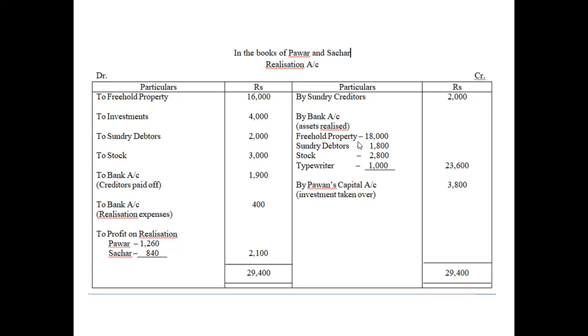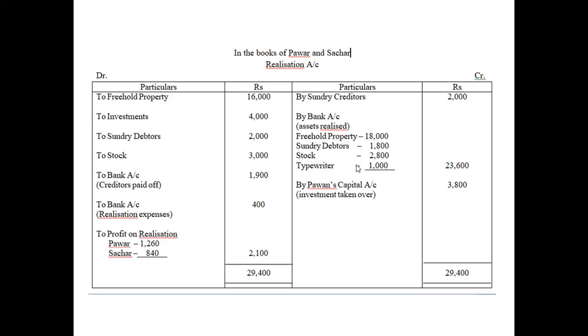Now, the partners decide to dissolve the firm on the date mentioned in the question. Pawar took over the investments at an agreed value of rupees 3,800. Whenever an asset is taken over by a partner, his capital account should be credited, and we write the amount 3,800 rupees. The other assets which were realized are highlighted here: freehold property 18,000, sundry debtors 1,800, stock 2,800.